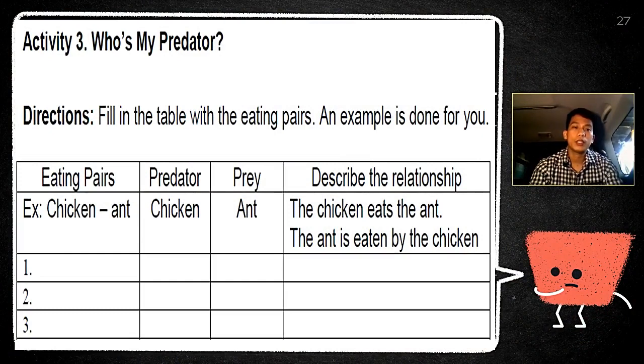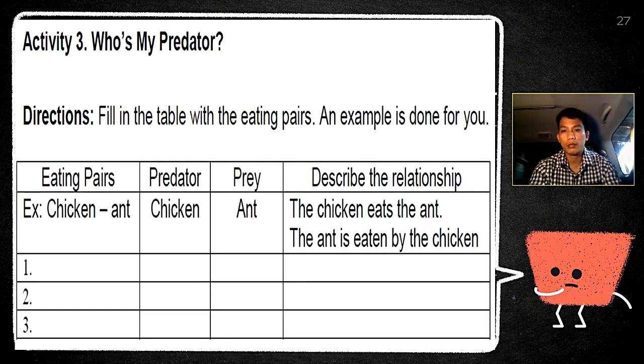So for activity 3, Who's My Predator? Fill in the table with the eating pairs. An example is done for you. For example, chicken and ant. The predator is the chicken, while the prey is the ant.